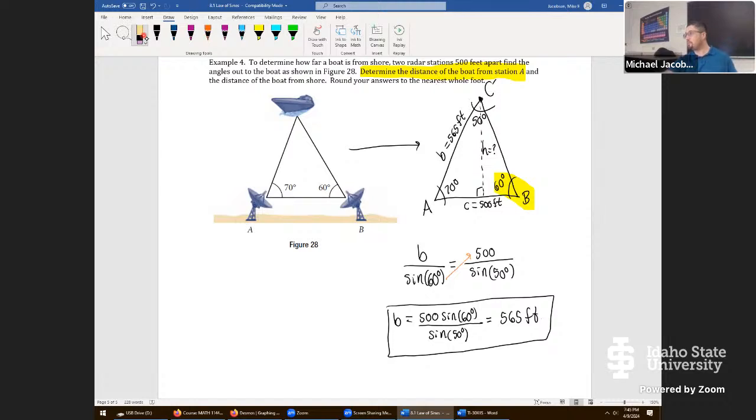We determined the distance from the boat to station A, but it also says, and the distance from the boat to the shore. So here's the boat, there's the shore. They want to know the side length h. So let's highlight that as a reminder. Here's the portion we're working on.